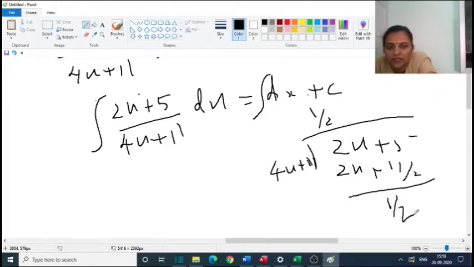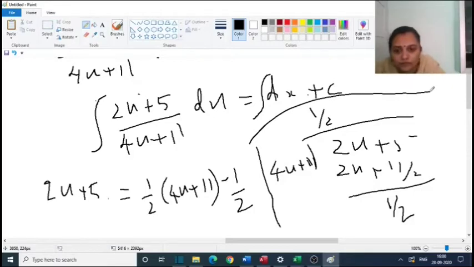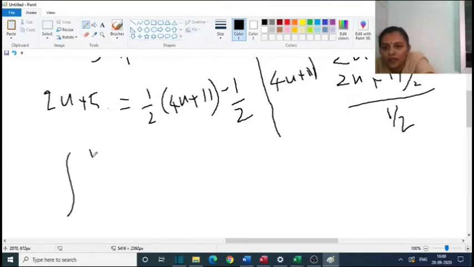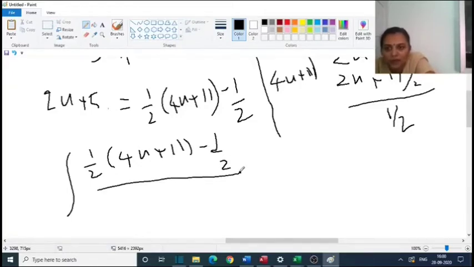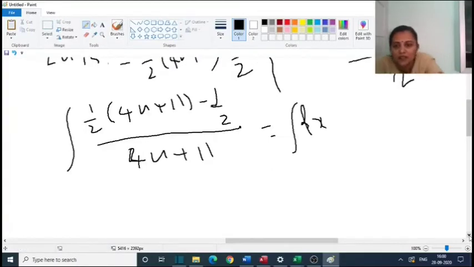So we could write 2u plus 5 is equal to 1 by 2 into 4u plus 11 minus 1 by 2. So we could write 1 by 2 into 4u plus 11 minus 1 by 2, divided by 4u plus 11, is equal to integral dx. Now we can divide by 4u plus 11. So this becomes 1 by 2 into 4u plus 11 by 4u plus 11, which is 1 by 2, minus 1 by 2 into 1 by 4u plus 11.